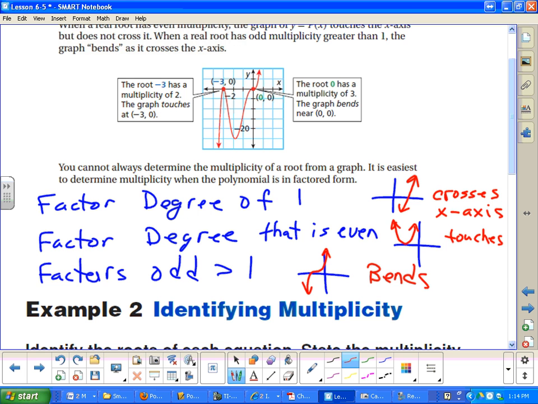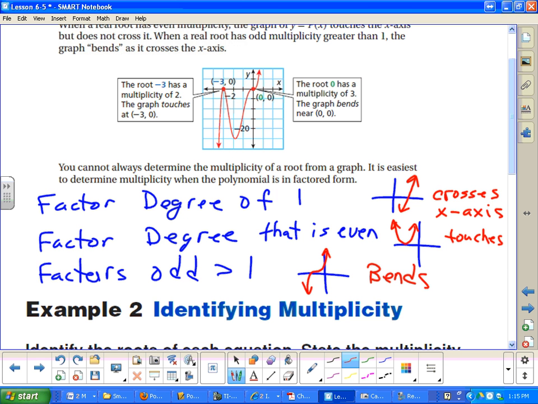So if you're looking at a graph and you see that the graph goes right straight through the x-axis, then I know that the degree for that factor is 1. If it touches it and goes back the other way so that it looks like a quadratic or a 4th power, we know that it's going to be even. If it bends like this, like x cubed, x to the 5th, and so on, then we know it's going to be an odd one greater than 1.